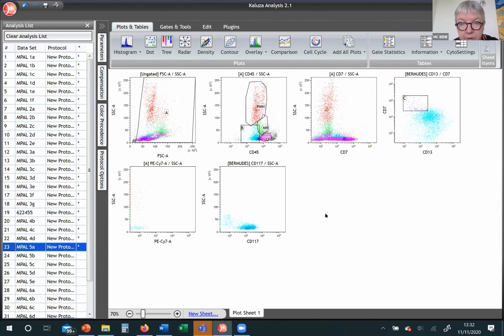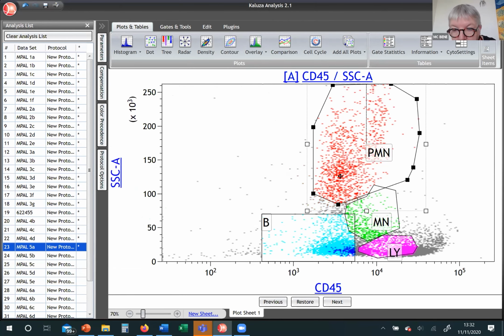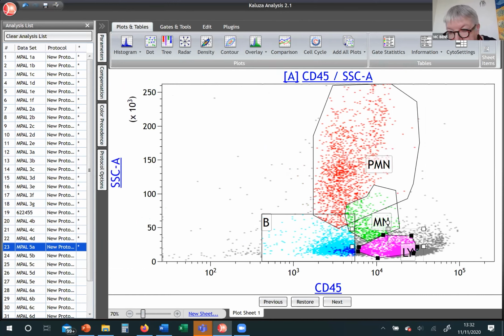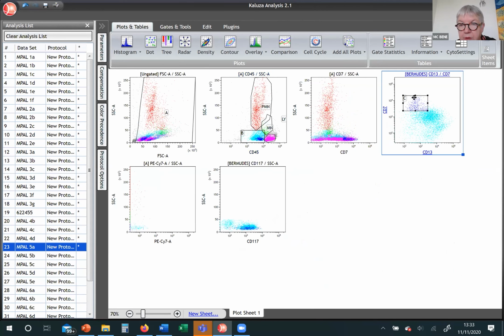So the next one, we have to clean that up a little bit. So we're going to make that bigger. So some neutrophils here. Lymphocytes are down there. We have perhaps a few monocytes around here, not too well. And here I have my population of blast cells, which is slightly with a very low side scatter. So I'm going to remove this gate again. And so what do we have here?